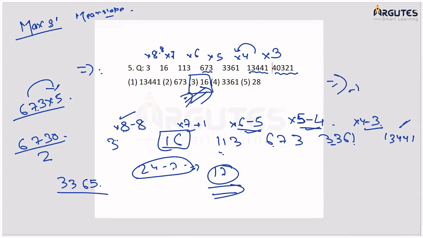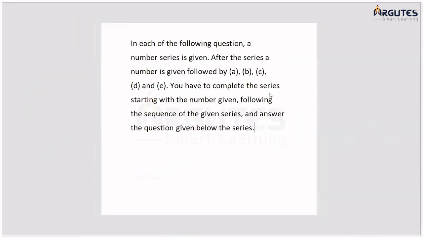Okay. Now we will move ahead and look at a new pattern which nowadays comes in the examination, either in the pre-examination or mostly in the mains examination. In mains you will find at least 2 questions on the basis of this pattern. What is this pattern all about? In each of the following questions, a number series is given. After the series, a number is given followed by A, B, C, D, and E. You have to complete the series starting with the number given, following the sequence of the given series, and answer the questions given below the series.